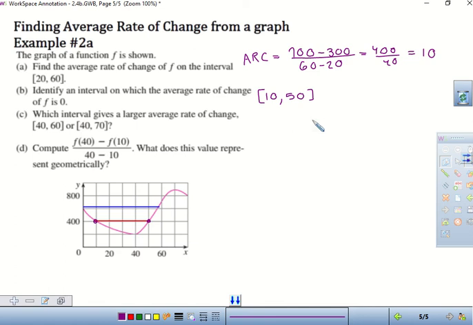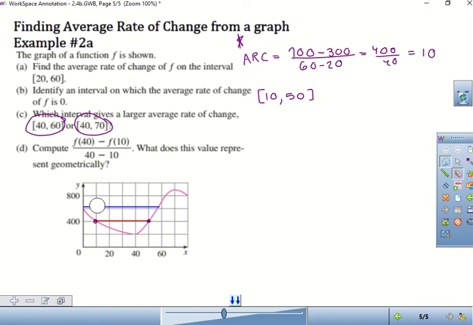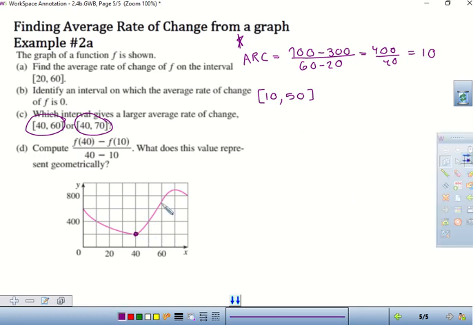So the next one says, which interval gives the larger rate of change, 40 to 60 or 40 to 70? So there's two ways to go about this. You could just individually calculate the rate of change between each of those mathematically like we did in letter A. But we could also just look at their graph and see which one has what? A steeper slope, right?